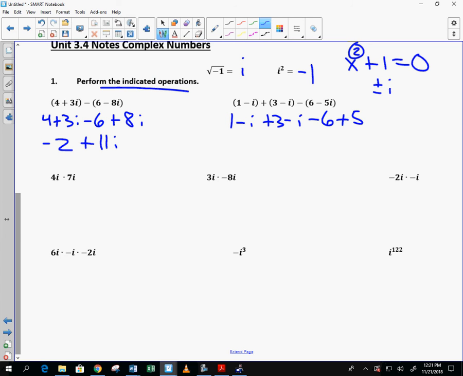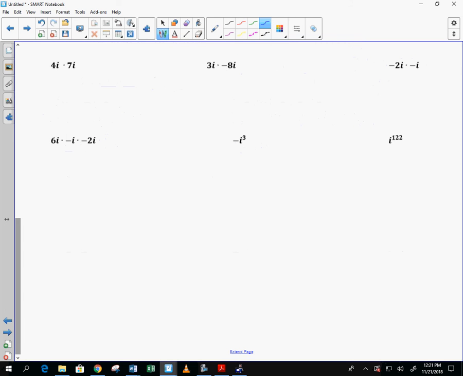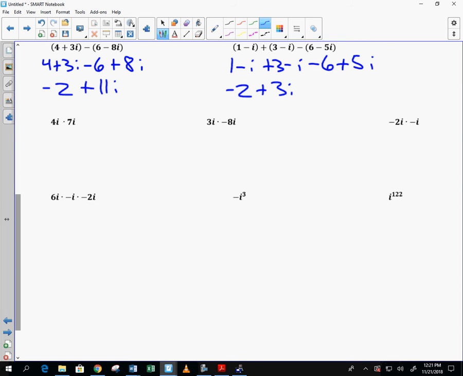-6 plus 5i. Ooh, we combine the real parts, combine the imaginary parts. 1 plus 3 is 4, and -6 is -2. -i and -i is -2i, and 5i is 3i. So, is it fair to say that everybody can add and subtract them? Okay.